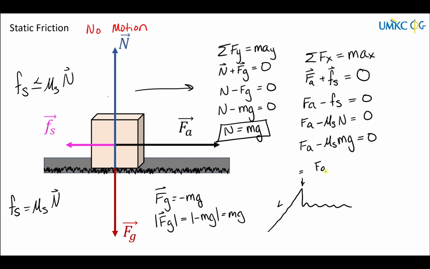And I know that in this situation, in order for this to be in static equilibrium but on the verge of motion, my applied force has to be equal to that coefficient of static friction times the mass of the object times 9.81. So these are going to be my equations of motion for this specific setup.